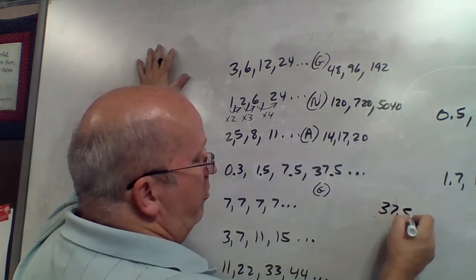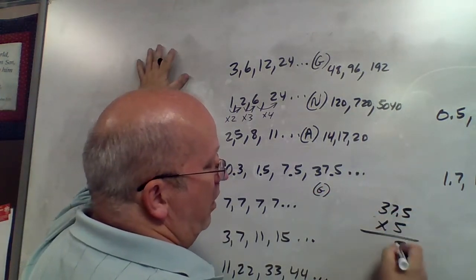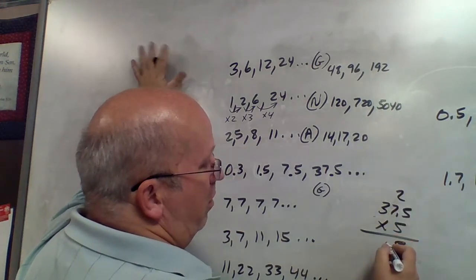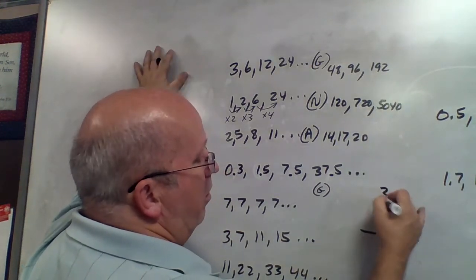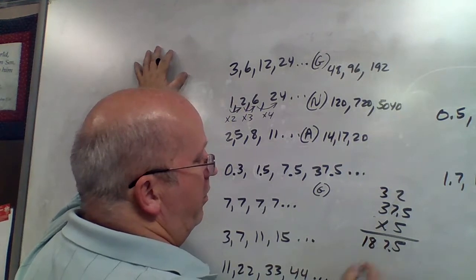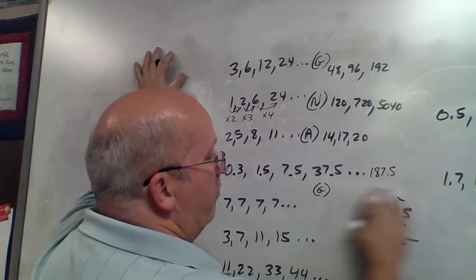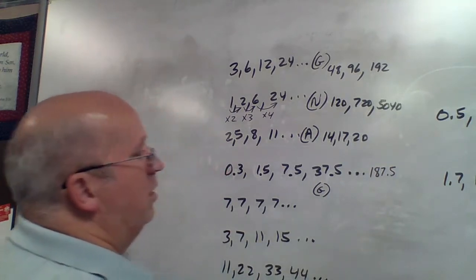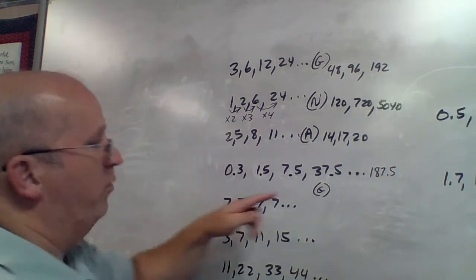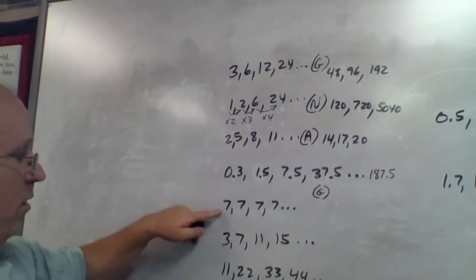What's 37.5 times 5? I get 187.5. So the next number in the pattern is 187.5. And we're going to move on. I'm not going to show the next two. We're going to move on.